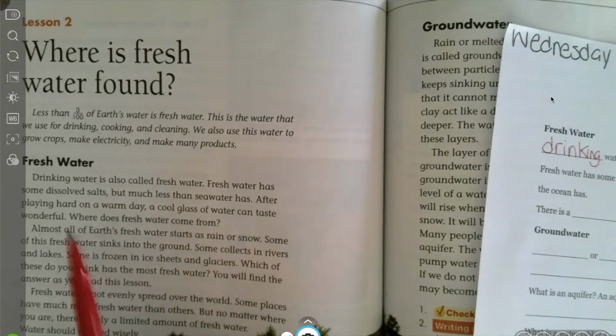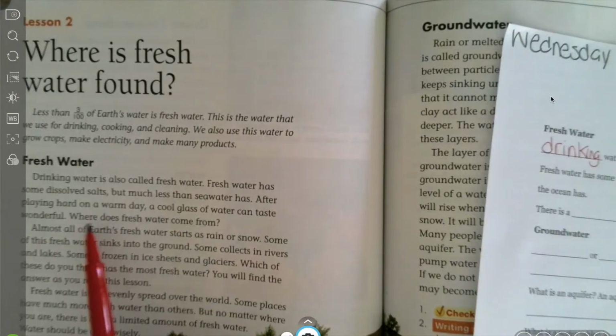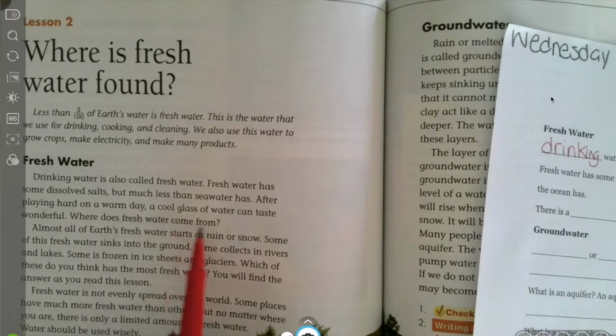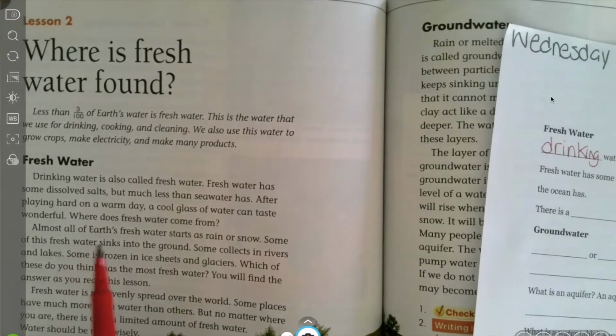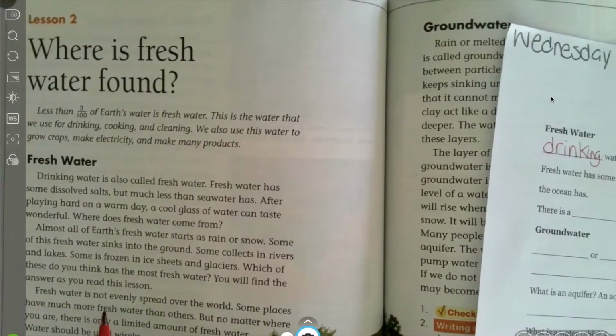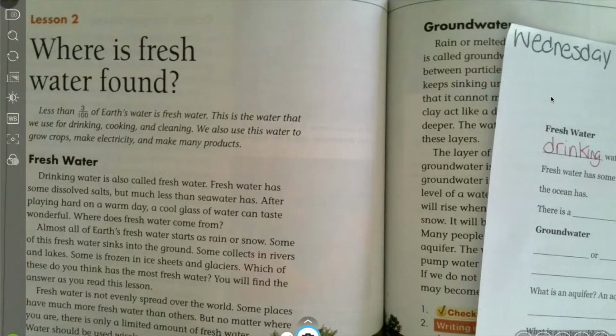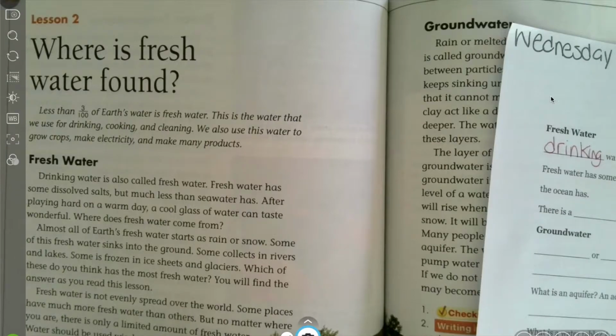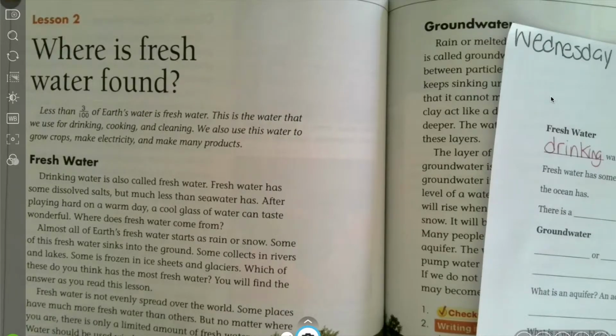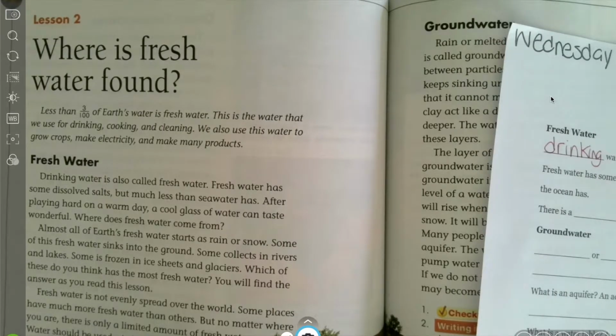After playing hard on a warm day, a cool glass of water can taste wonderful. Where does fresh water come from? Almost all of the Earth's fresh water starts as rain or snow. Some of this fresh water sinks into the ground, some collects in rivers and lakes, some is frozen in ice sheets and glaciers. Which of these do you think has the most fresh water? You will find the answer to that as you read this lesson.